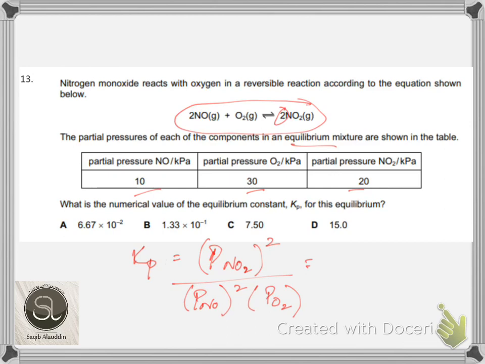What is the partial pressure of NO2 given in the question? It's 20 square, divided by the partial pressure of NO, which is 10 square, multiplied by the partial pressure of O2, which is 30. We get the answer. The answer I get is 0.133333, which is actually correct because I can write it as 1.33 into 10 power minus 1. So my answer is option B.